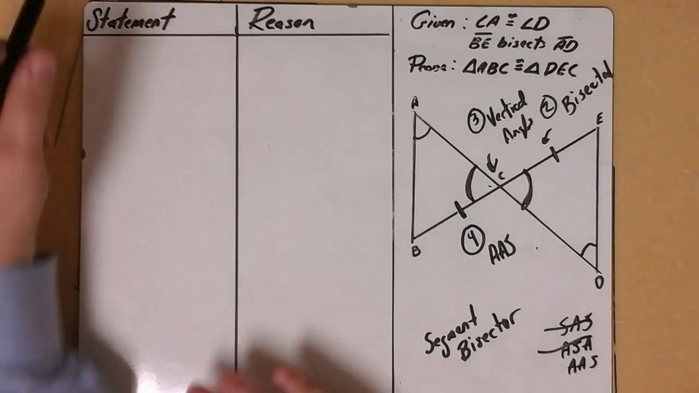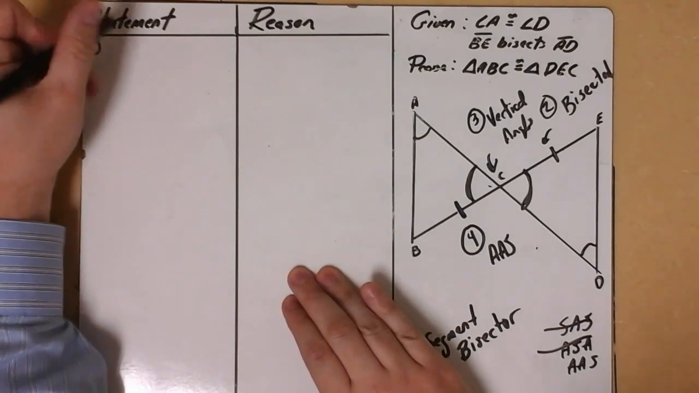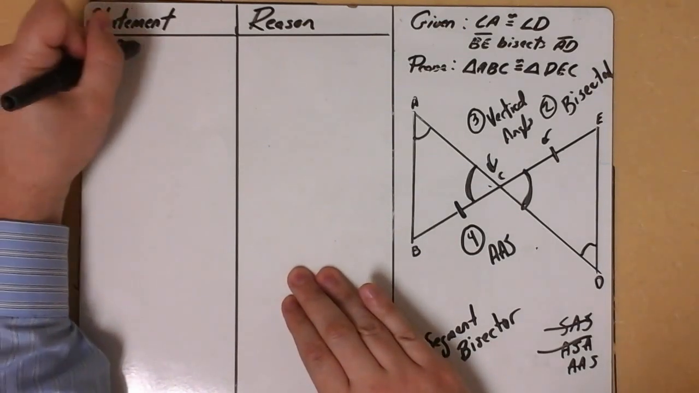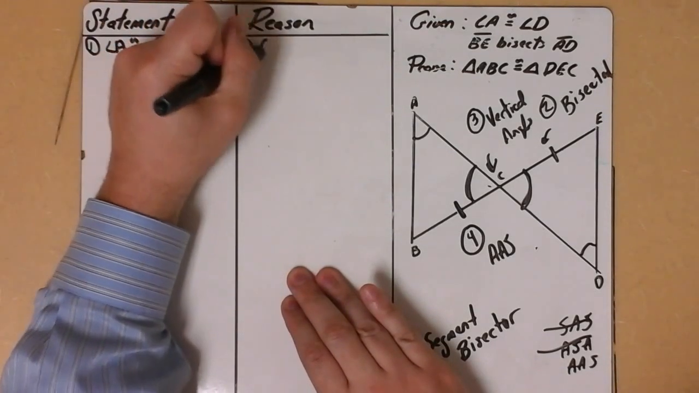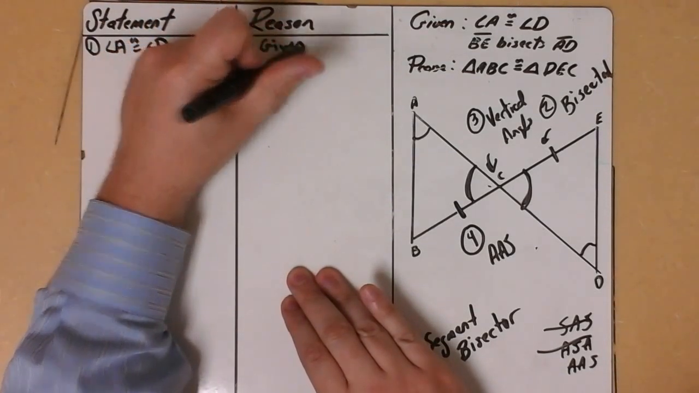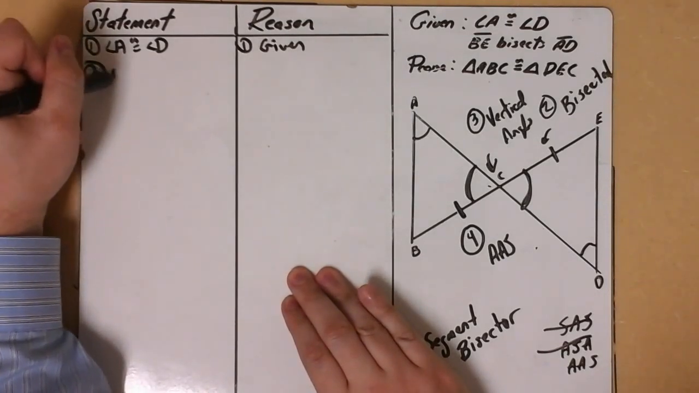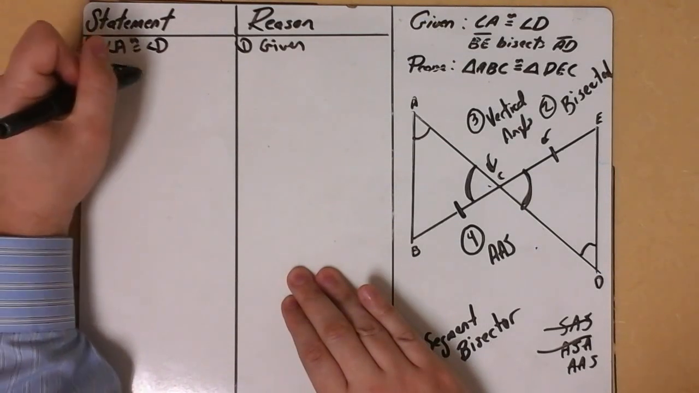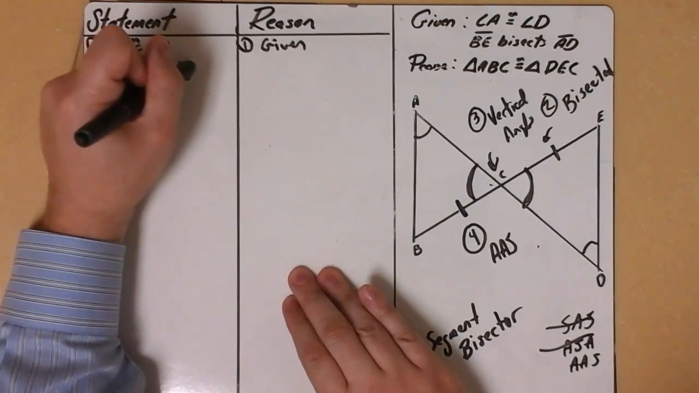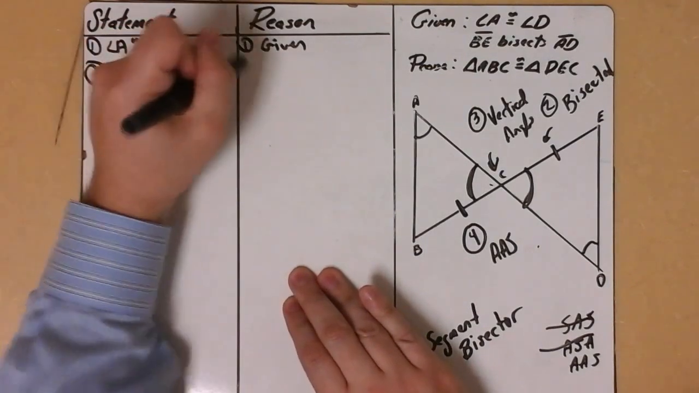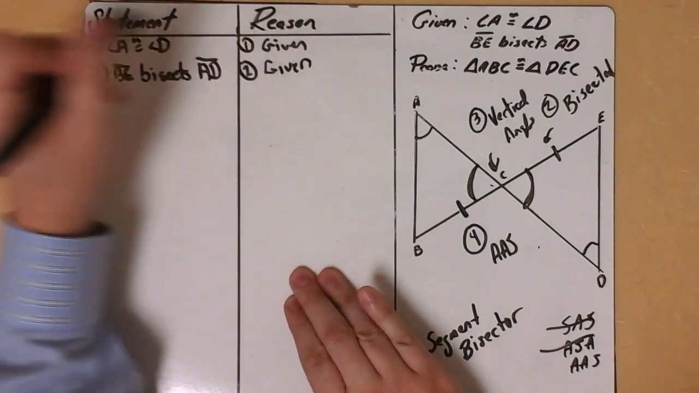All right, let's write this up. So I have to write up the given first, just like before. This time I'll break it up for you since it's a little bit shorter. Angle A is congruent to angle D. That's given. Number 2, I'm going to say BE bisects AD. So that's what it looks like if you write it on 2 different lines. It's totally up to you.